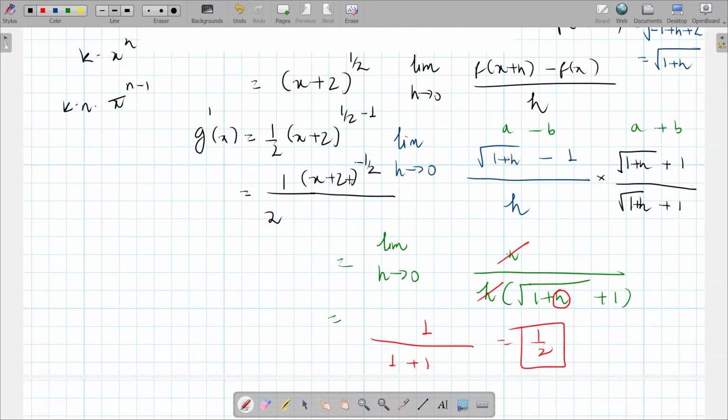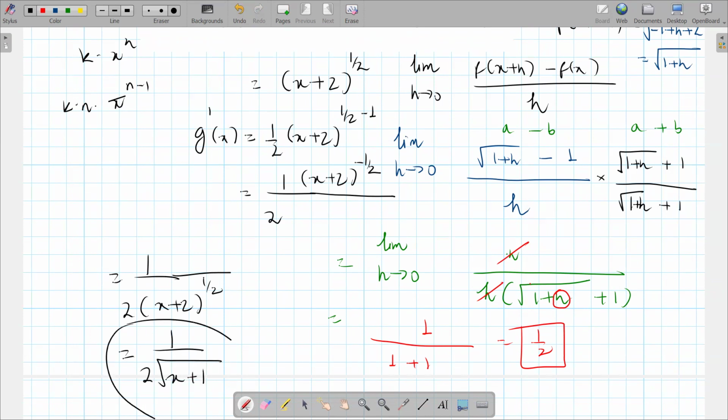And this term, you can throw it in the denominator to make it a positive exponent. So 1 over 2 x plus 2, 1 over 2. And we know to the power of 1 over 2 means a square root. So there you go. This is the derivative for that square root function.